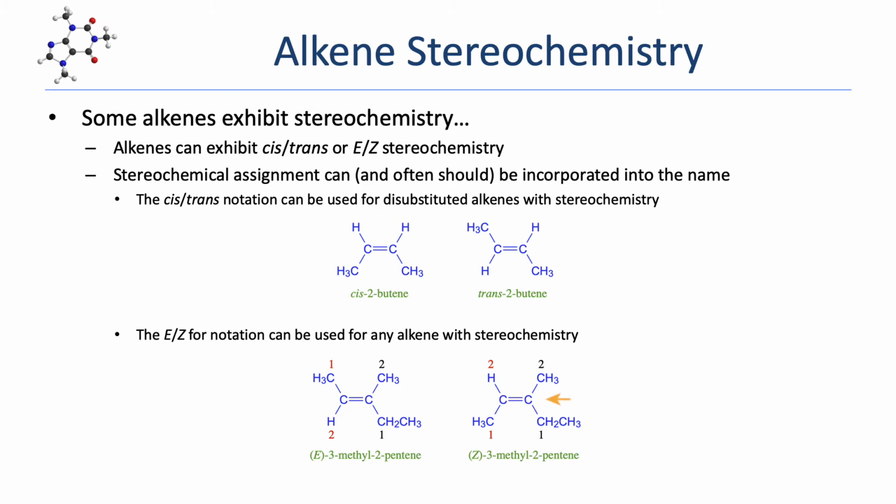And we have the same molecule here, but in the complementary stereochemistry, the higher priority groups are on the same side. So this is the Z isomer.